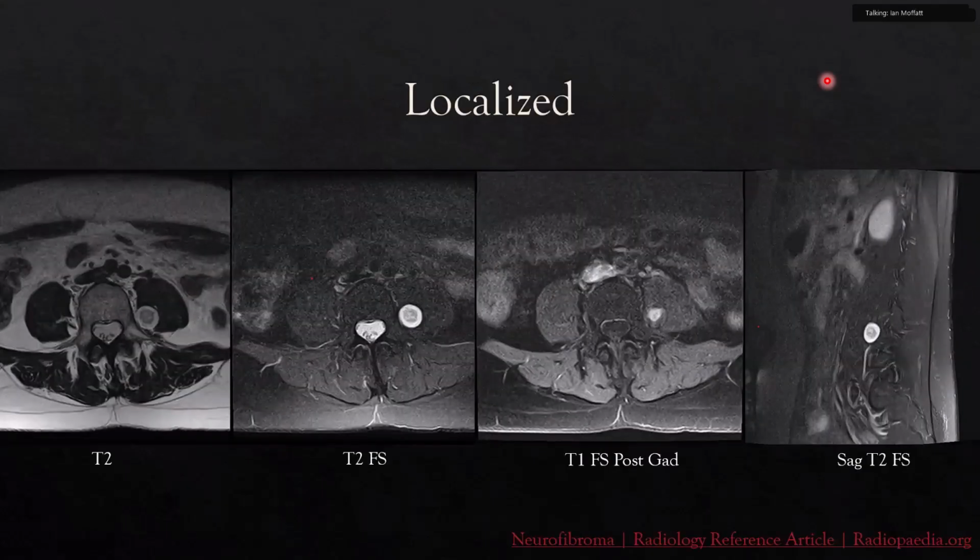Here's an example of a localized neurofibroma arising from one of the lumbar nerve roots. So you can see this is the typical target sign, T2 hyperintense peripherally, centrally hypointense, with central enhancement, and a well-defined lesion.